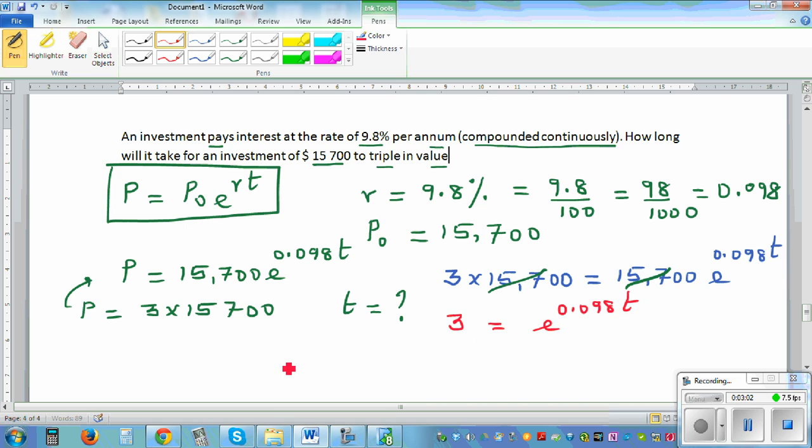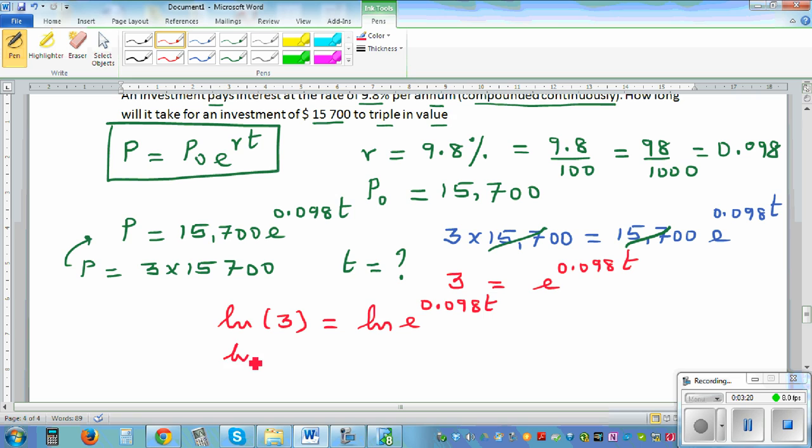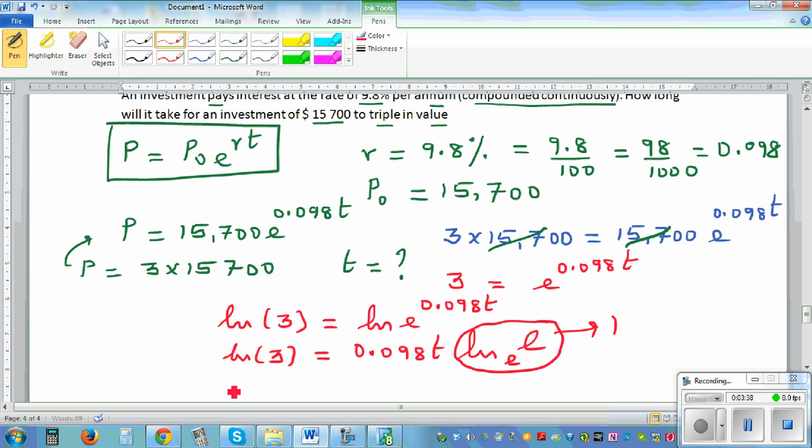Now taking log on both sides, a natural log, so natural log of 3 is equal to natural log of e to the power 0.098 t. Okay, so we're almost there. So this becomes natural log of 3, and using the log rule, this is 0.098 t times natural log of e. And natural log of e has a base of e, so this is 1. So I can say natural log of 3 is equal to 0.098 t.